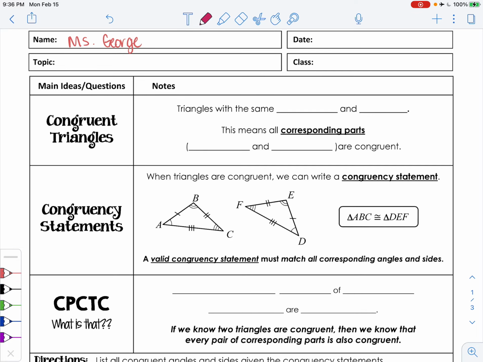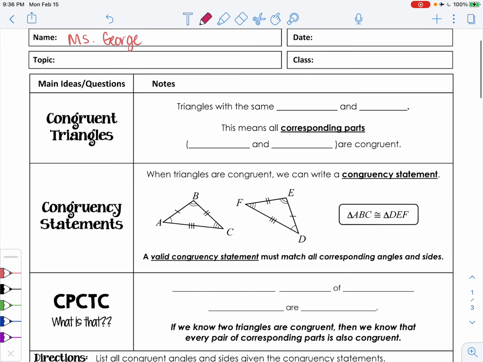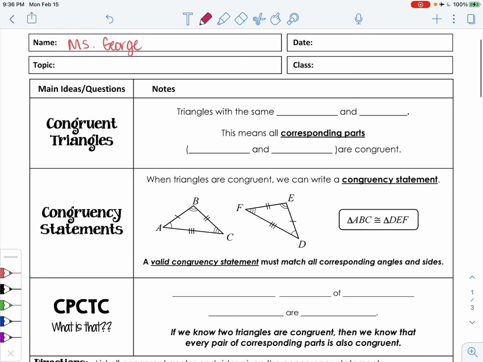Right, so we are going to go over these notes here. They're the corresponding parts notes, and it's really an introduction to congruent triangles. That's the first main idea we have: congruent triangles and what they are. Two triangles are congruent, which we have been learning means they are the same. They are equal, same size, equal values.